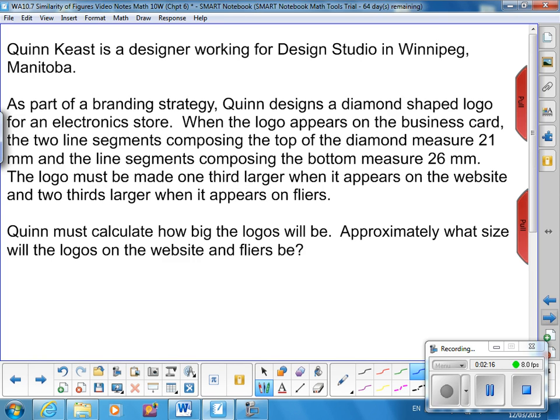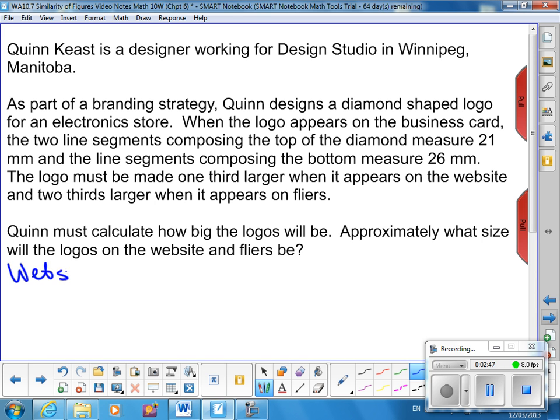Quinn is making a diamond logo for an electronics store. When the logo appears on a business card, the two line segments composing the top measure 21 millimeters, and the line segments composing the bottom are 26 millimeters. The logo must be made 1/3 larger when it appears on the website and 2/3 larger when it appears on the flyers. Quinn must calculate how big the logos will be. Approximately what size will the logos on the website and the flyers be?